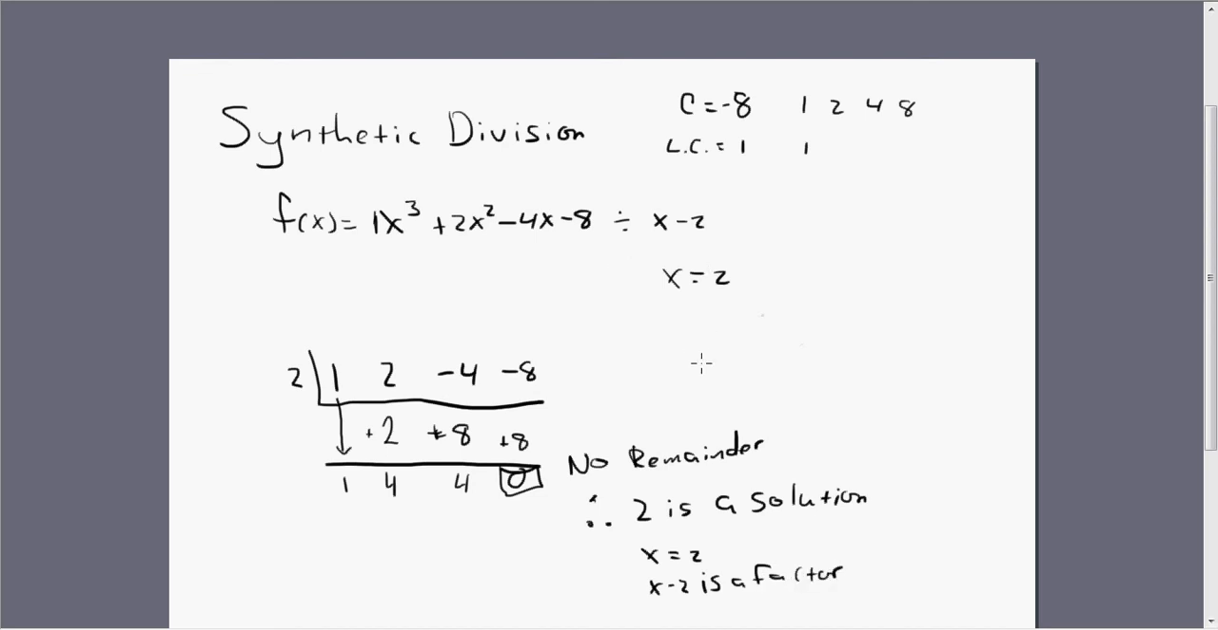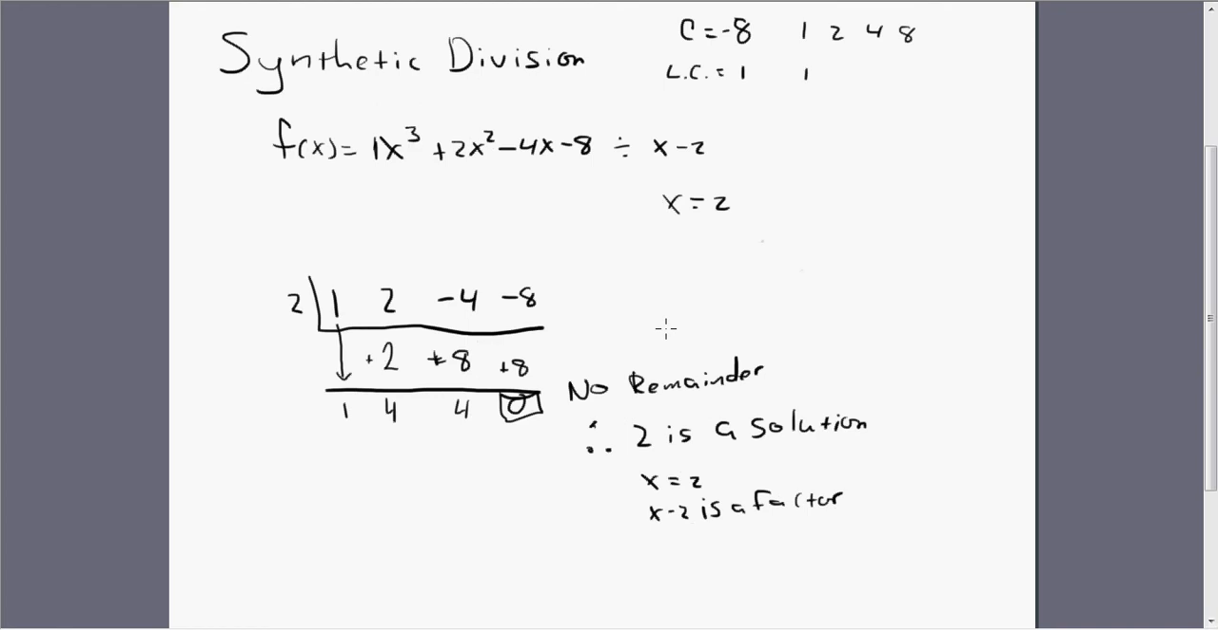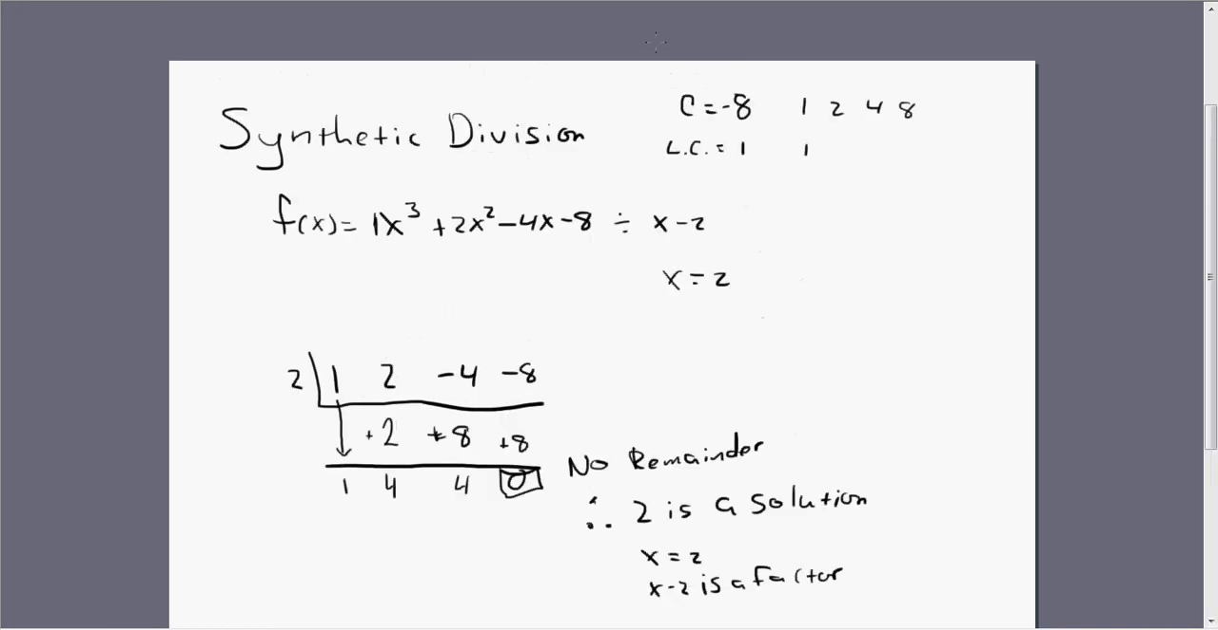Alright, now that's actually pretty lucky that x equals 2. What I'm going to do here is erase some of this and write it over here. I'm going to say x equals 2, and I'm also going to say x minus 2. That's just to remind me this is my solution, and this is my factor.